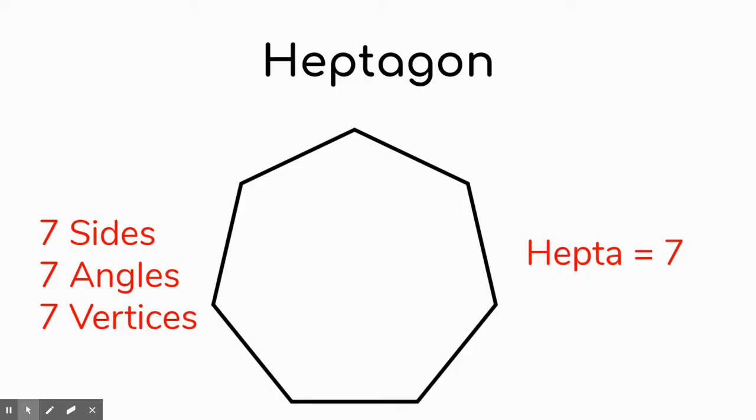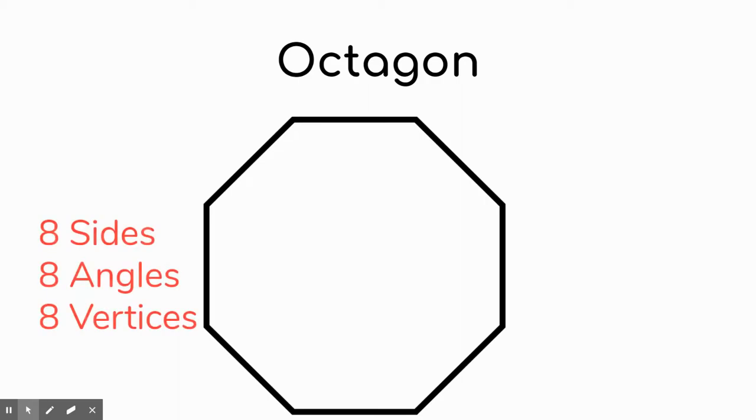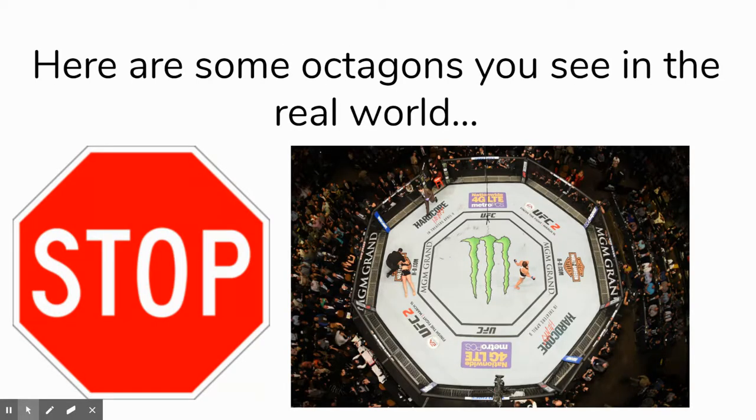And then after heptagon, we have another familiar polygon that many of us have probably seen before in the real world, an octagon. And octa stands for 8 sides, 8 angles, 8 vertices. And an example of this might be, some of you might know that an octopus has 8 tentacles. So you might already know what octa meant. Here are some other examples of octagons that you see out in the real world.